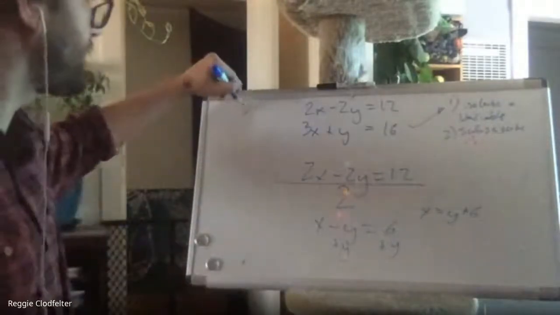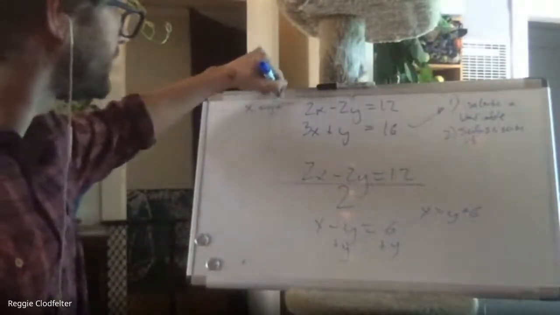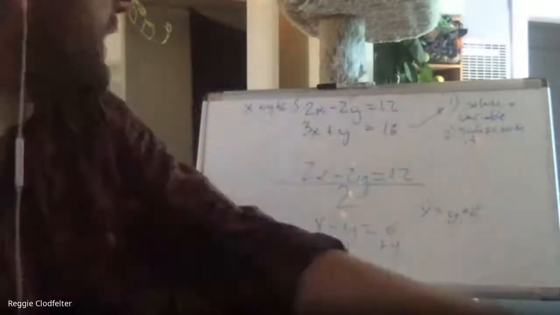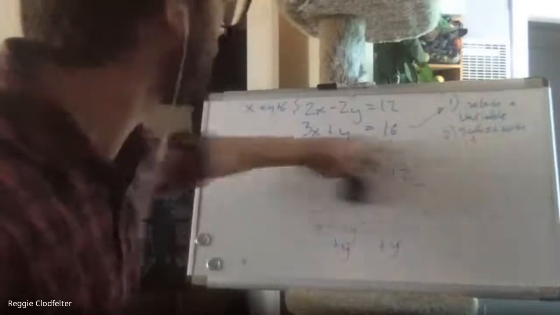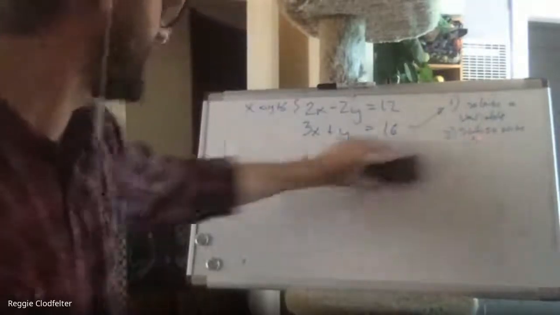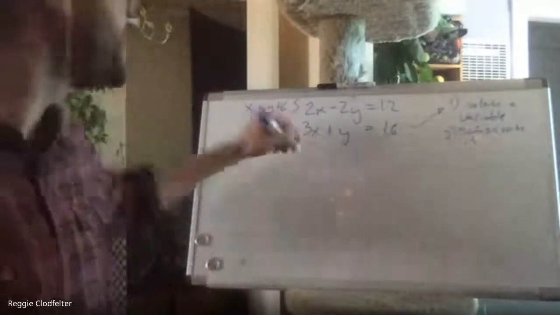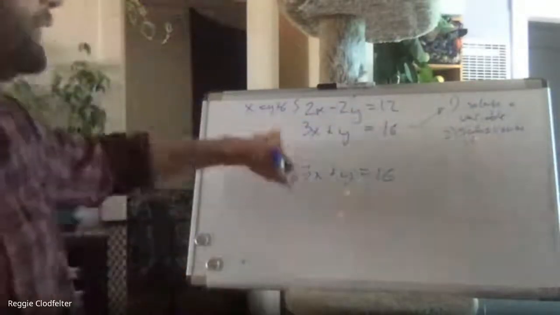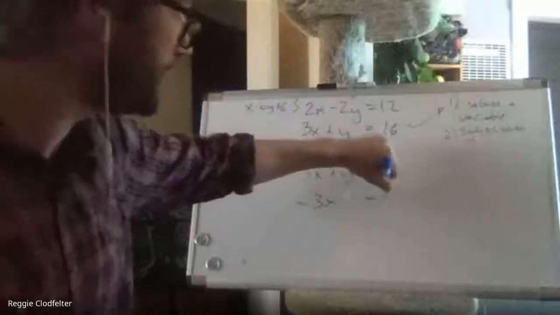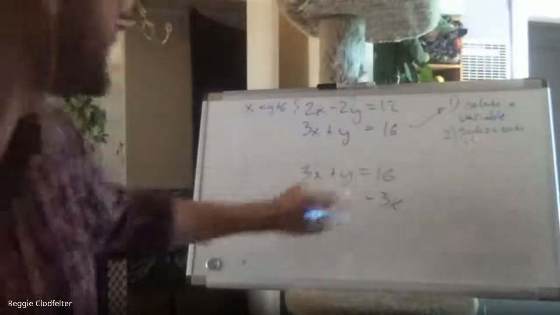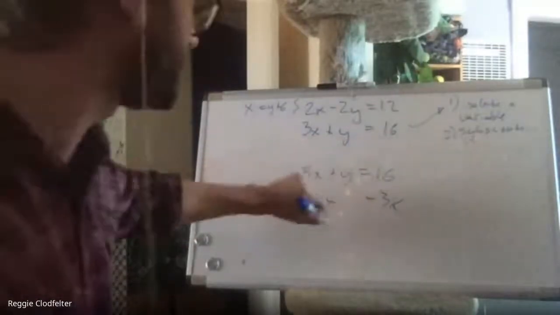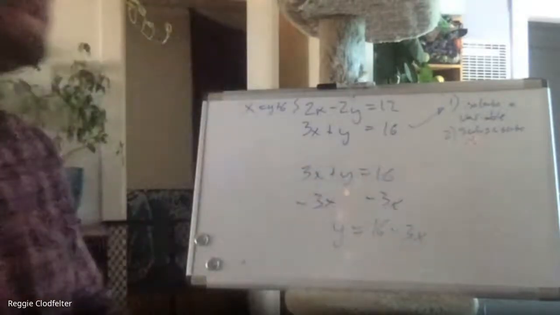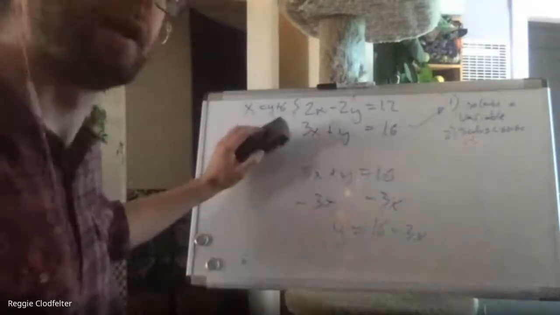I'm just going to write that over here. It's the same as that equation, okay? Just to show another way you could have done it: since we have 3x plus y equals 16, if you subtract 3x from both sides, you get y equals 16 minus 3x. It's another way to isolate. They both work.